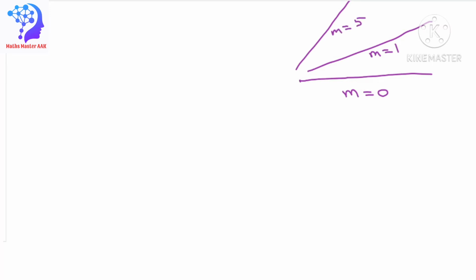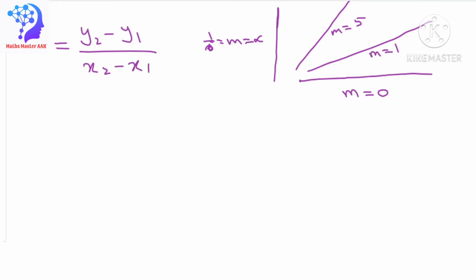So like this the value of the gradient will increase, and whenever the line becomes vertical, the gradient will be undefined. Undefined is also represented as 1 over 0. So these are the different conditions of the gradient. How can we find the gradient? We have two methods. When you have 2 points as in the earlier example, we can use the very famous formula: m is equal to y2 minus y1 over x2 minus x1, where x1, y1, x2, y2 are the coordinates.